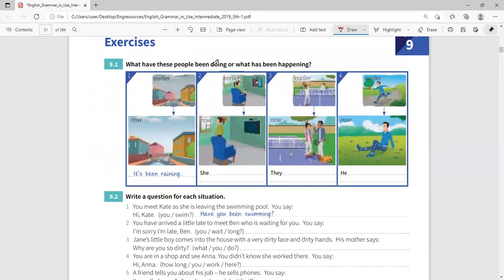What have these people been doing, or what has been doing? Earlier, now, earlier, rain. Now, no rain, even the clouds are here. So it has been raining. Earlier, watching. Now, finished. So she has been watching. She has been watching TV.